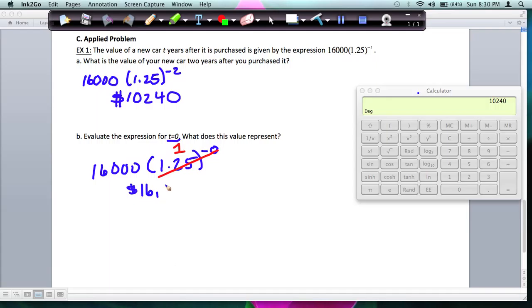Okay, so it says, what does this value represent? This 16,000 represents how much they bought the car for. So the price of the new car, because time was 0. So before they walked off the lot, it was 16,000.